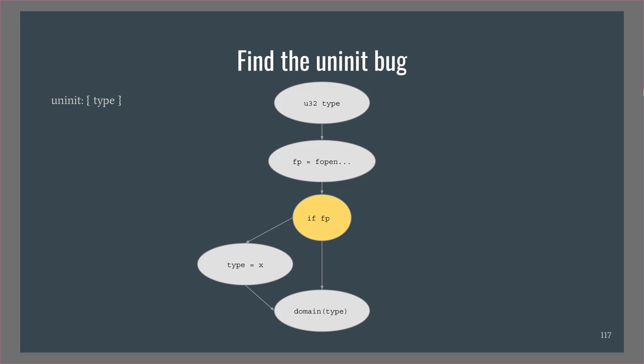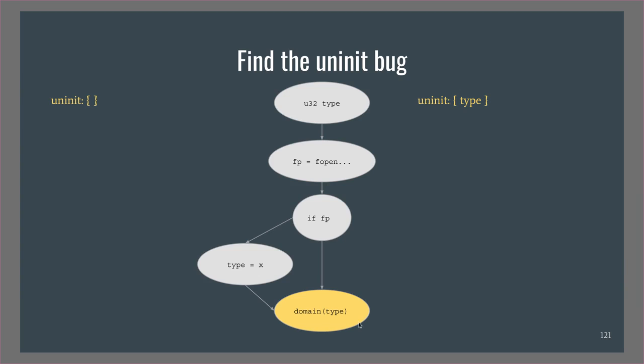Conceptually, from here on, it's going to have to keep track of two different uninitialized sets now, one for the true branch and one for the false branch. On the true branch, type is initialized, so the checker removes it from the set. On the false branch, though, nothing happens, so the set stays unchanged.